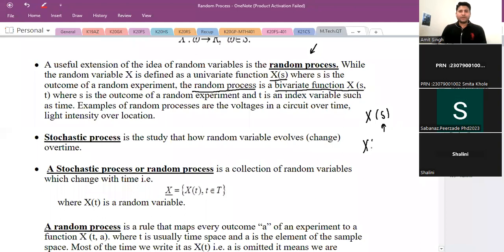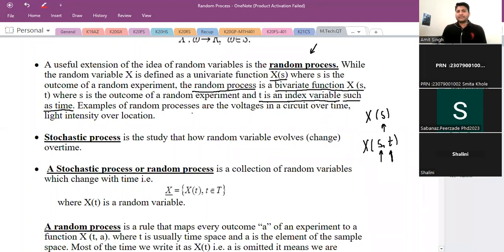But if I am talking about two, S and T, the sample space, and one more variable known as the index variable or index parameter, where S is the outcome from the random experiment and T is the index variable. Generally, the index variable is taken as time, but it is not necessary that it should be a time unit. It may be some other variable associated with the outcome of the random experiment. So here I am considering T as a time unit.